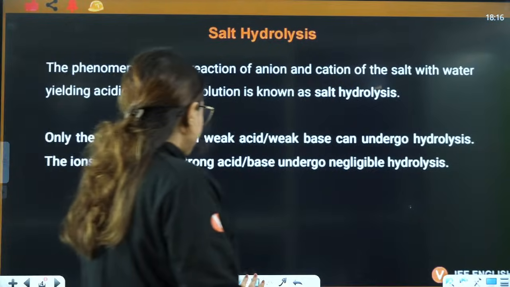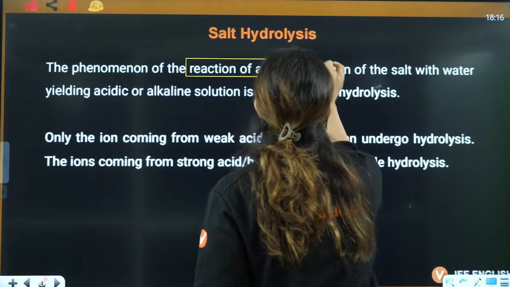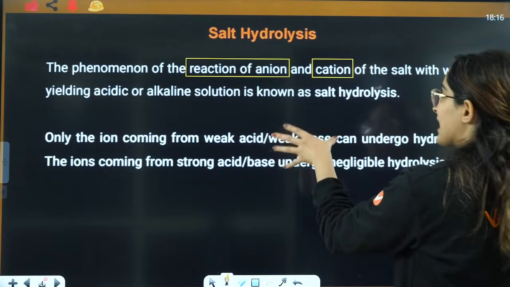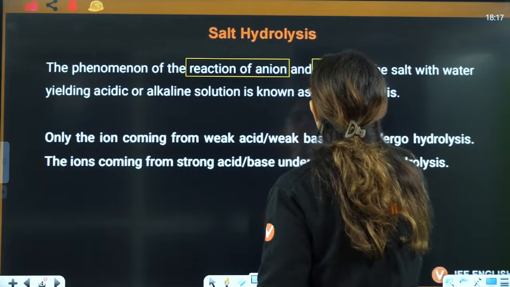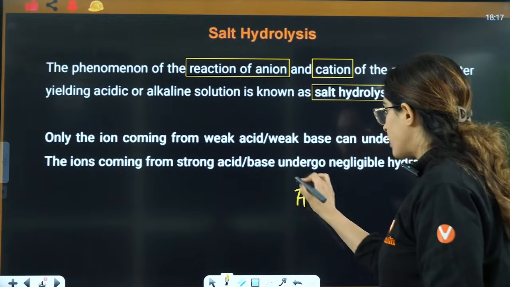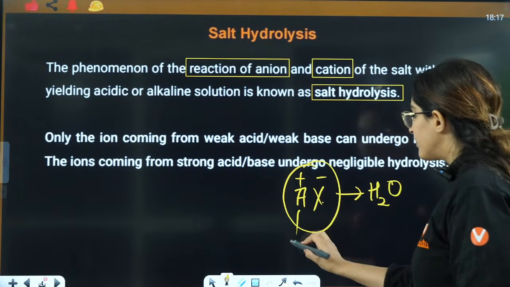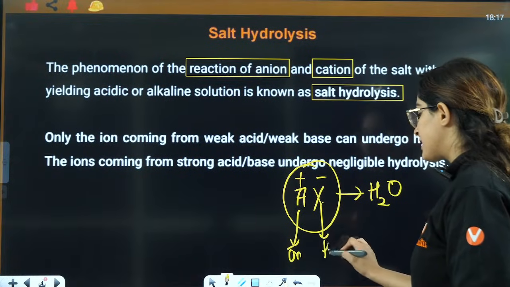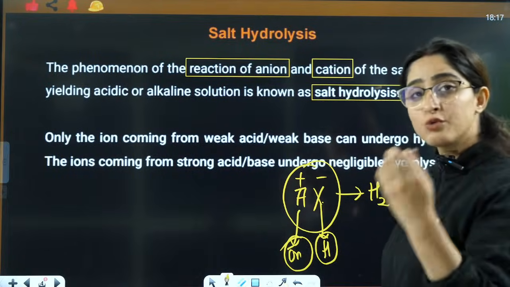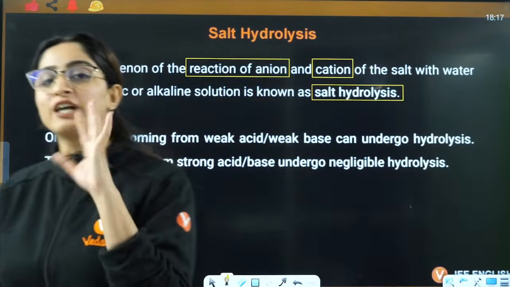The phenomenon of the reaction of the anion and cation of the salt with water, yielding an acidic or alkaline solution, is known as salt hydrolysis. Let's say there is some salt here, AX, with ions A positive and X negative. Now it will react with water: the cation will react with OH negative, the anion will react with H positive, and it will lead to the formation of an acidic or basic solution. That is called salt hydrolysis. That means this salt is being hydrolyzed.